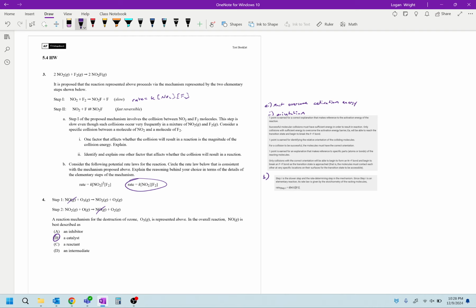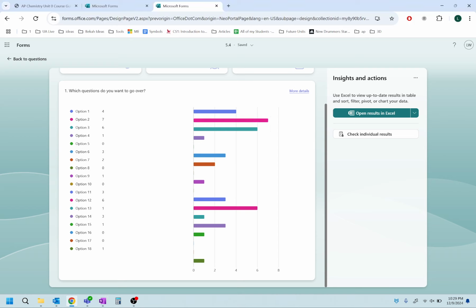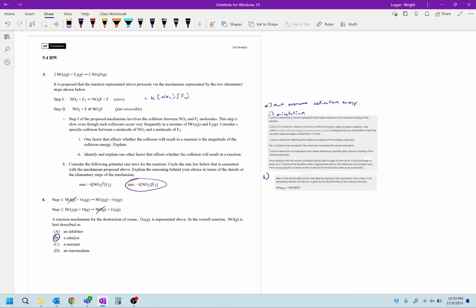If we jump into part B, consider the following potential rate laws for the reaction. Circle a rate law that is consistent with the mechanism proposed above. So you look at the slow step, you have the concentration of that times the concentration of that, and that's going to be what's going to affect your rate. What else? Number 4 only has 1 vote so far. You can do it quickly.